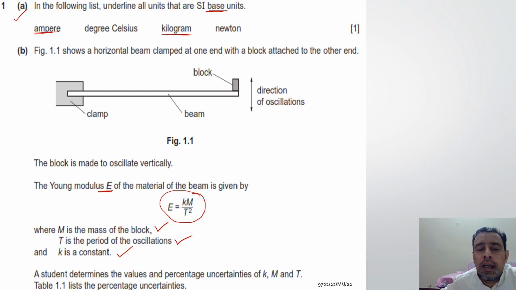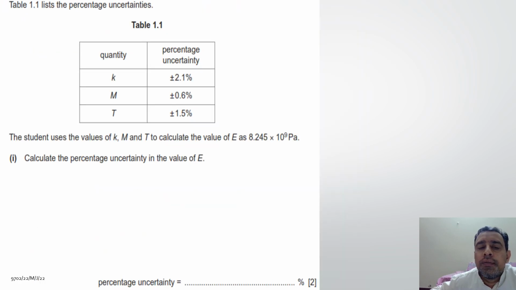Okay, there is a table 1.1 which gives the percentage uncertainties. On the next page, we have these quantities K, M, T and their percentage uncertainties. The actual value of E is also given. To get the percentage uncertainty, we have to write the relation again. The relation is E is equal to K M T square. If you see this relation, the power is here, so we have to use the power factor to solve this problem.